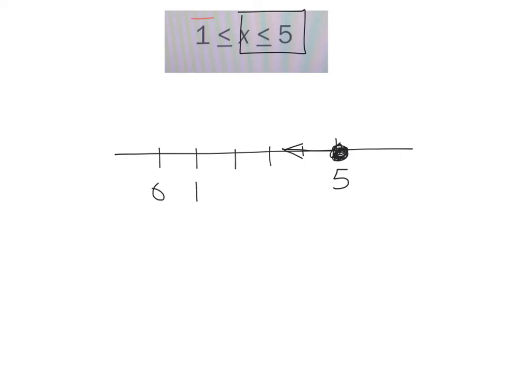Then I'm going to graph this part, but I need to flip it first. So if I flipped it, I'd have x greater than or equal to 1. That would be a closed circle going in this direction. So what we have here for our solution is everything in between here. And how you would read this is any number greater or equal to 1 and less than or equal to 5. All right, let's look at our next example.